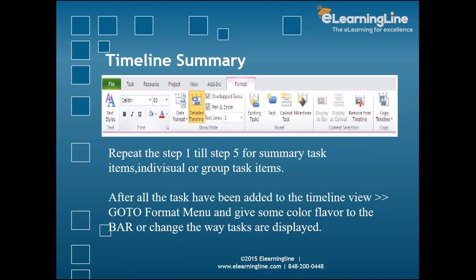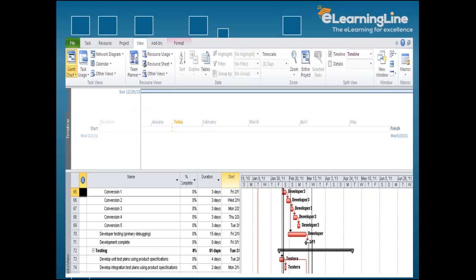After all the tasks have been added to the timeline view, go to the format menu and give some color flavor. It is always recommended to have nice colors so that people get to read it, and these are reports we are talking about. So you have to make sure that there is some kind of attraction to it. Otherwise it becomes very hard to get attention towards the report. It is just a blank report, not user friendly. You might be using too bright colors or too dull colors. Either way, you can play around with the color, and when you play around with it, let's go back, you see these bars, you can have them color coded.